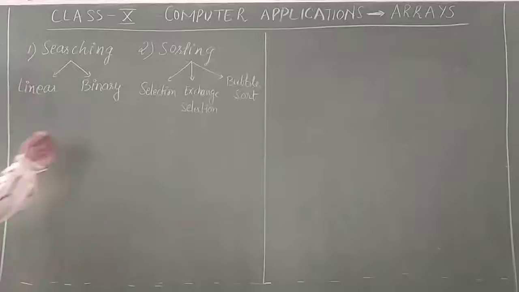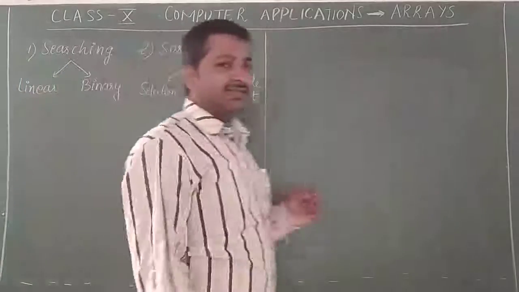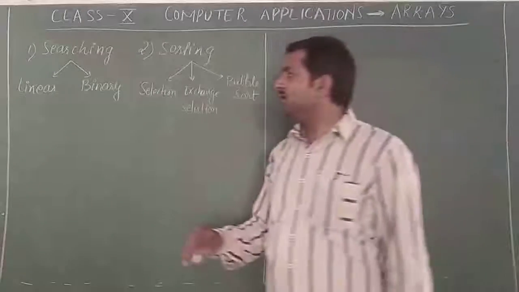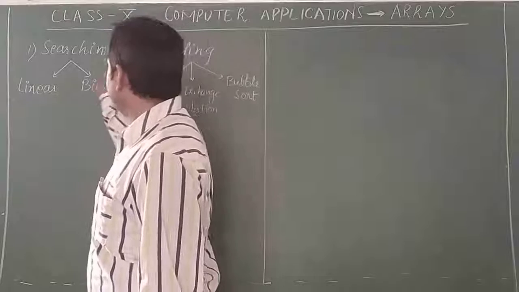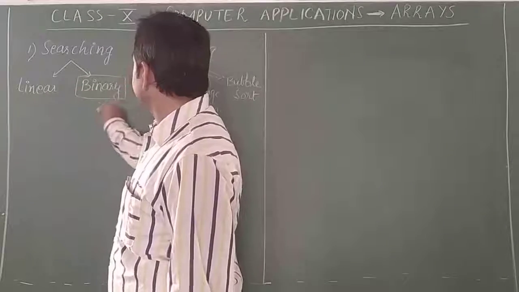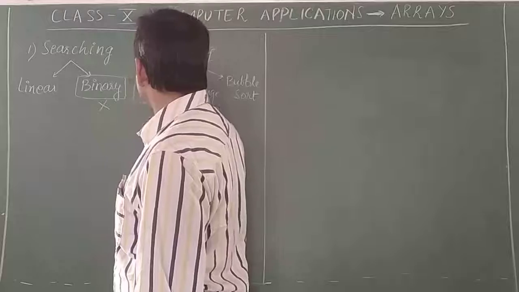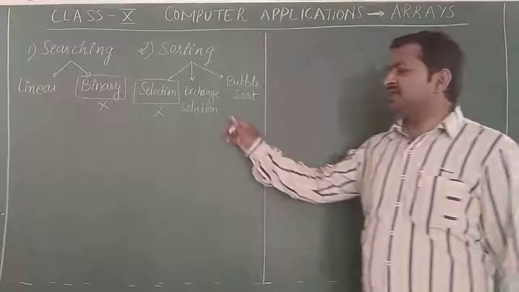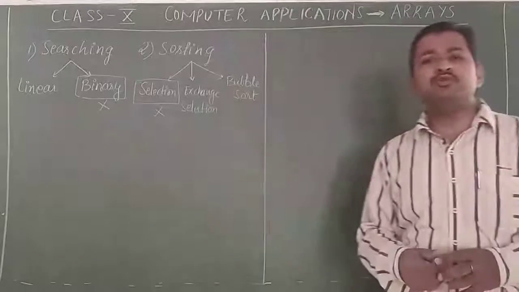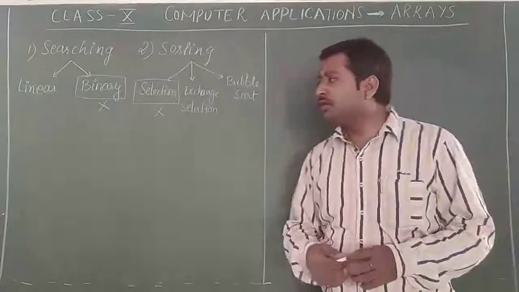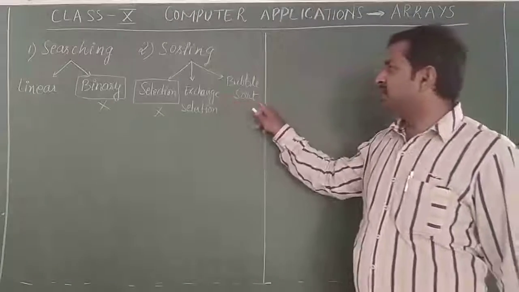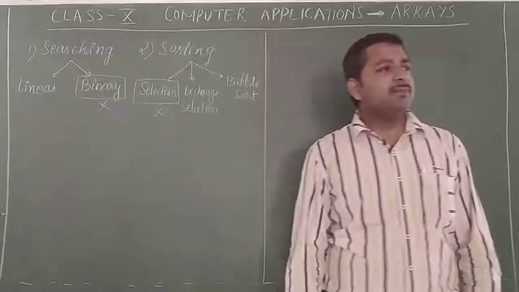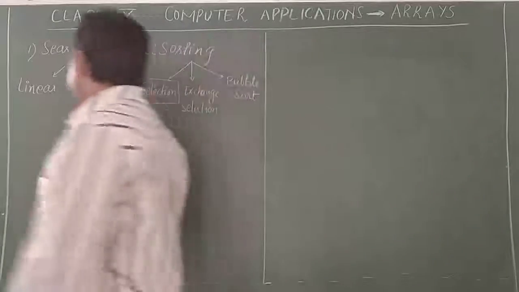But from your ICSE class 10 syllabus, some part has been reduced or removed, that is, binary search has been removed and selection sort has been removed. These two topics are not there. Exchange selection sort is rarely used in your board examination, but bubble sort is generally used in your board examination. So first of all, we are going to study linear search, that is, what is linear search.